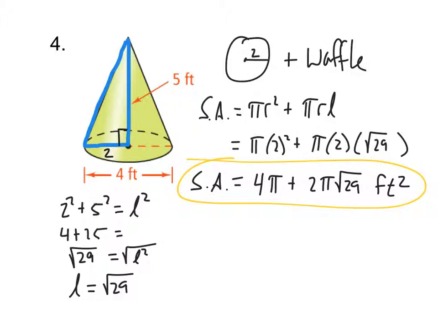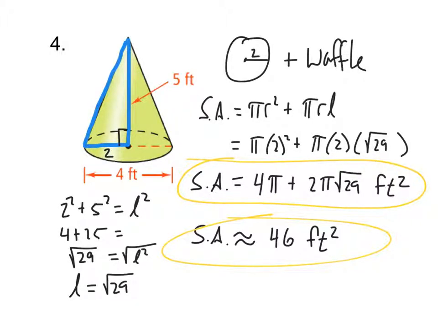Now, if they ask us to round to the nearest whole number, then of course we plug that into a calculator, and we would find that our surface area is approximately 46 square feet. Okay? Questions or comments on that example? If you were to switch around pi and the square root of 29, would that be wrong?